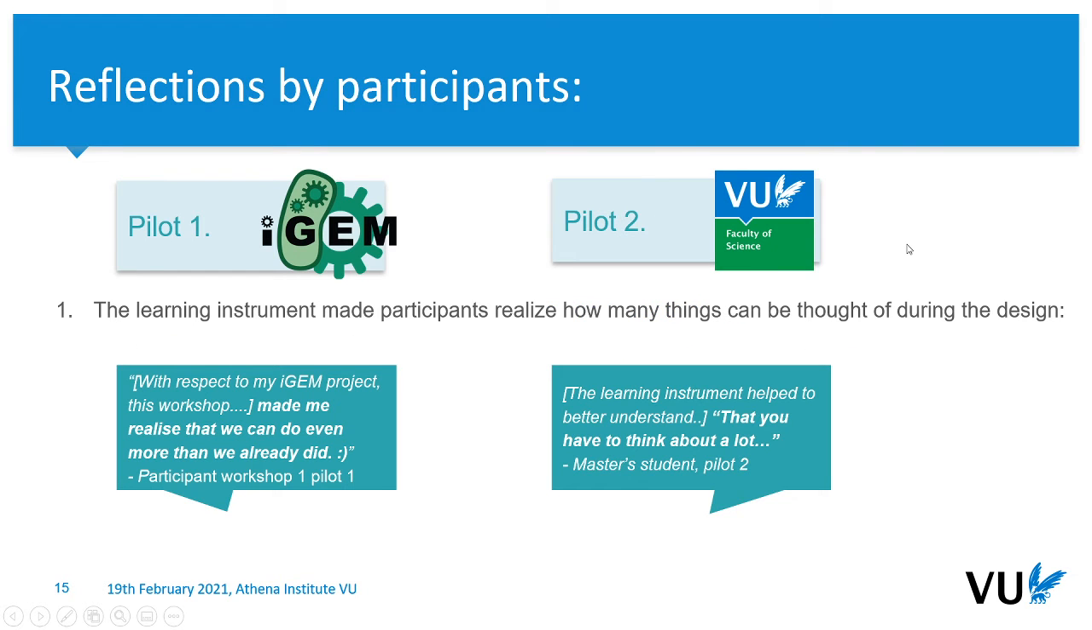So what did they say? First off, we found that participants indicated that the learning instrument made them realize how many things can be thought of during the design. For instance, an iGEM participant said that it made them realize that they could have done even more than they already did. A student from Pilot 2 said that you have to think about a lot, which is something that he realized through this learning instrument, which is funny, but also important, because you can think about a lot, and it would be awesome if you think about a lot at the design process already in our perspective.